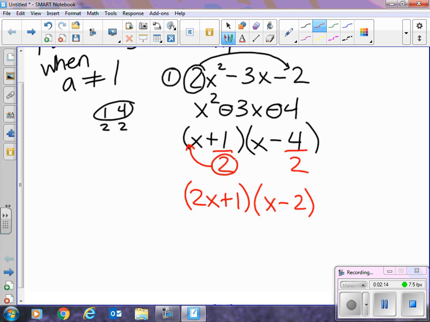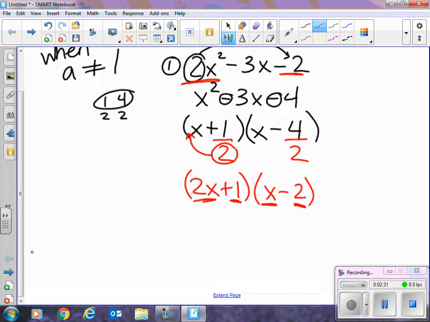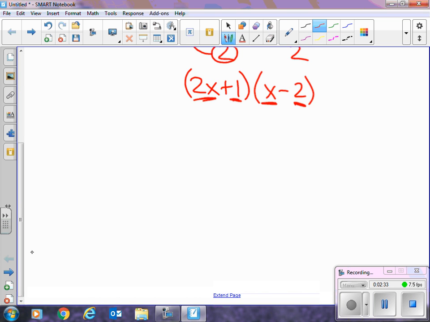You can simply check the first terms, 2x times x, and see if you get the 2x squared you started with. Then you can check the positive 1 times the negative 2 and see if you get the negative 2. The middle will work itself out, but if you check those first and last pieces, you'll guarantee that your finished answer is going to be okay. All right, so let's look at another one, and the steps are the same for the entire type. There's nothing that changes.